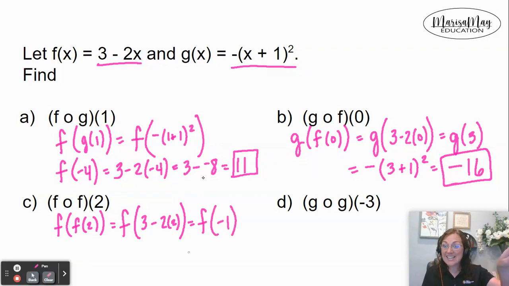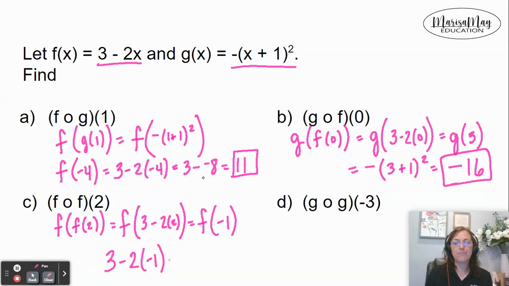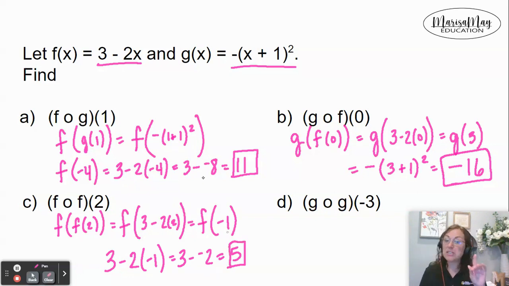Now we're going back to the f function and replacing the x with a negative 1. So 3 minus 2 times negative 1, or 3 minus negative 2, which gives me 5. All right, we've almost done it. Let's do one more. We're going to do g of g of negative 3.